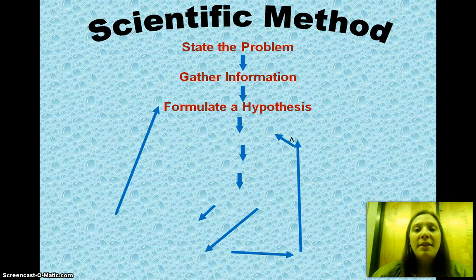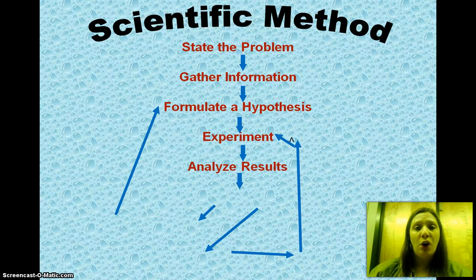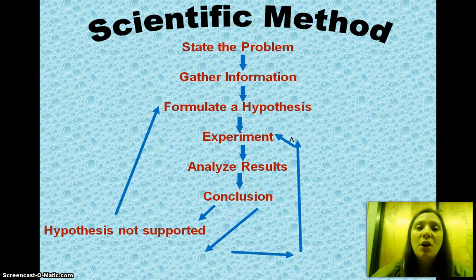Okay? Then, in order to either support or not support their hypothesis, they're going to develop an experiment that will test their hypothesis. Through the experiment, we gather data, and then we can organize that data into charts and graphs and figures in order to analyze those results and make a conclusion. The conclusion for any scientific experiment is either that your hypothesis is not supported or that your hypothesis is supported.